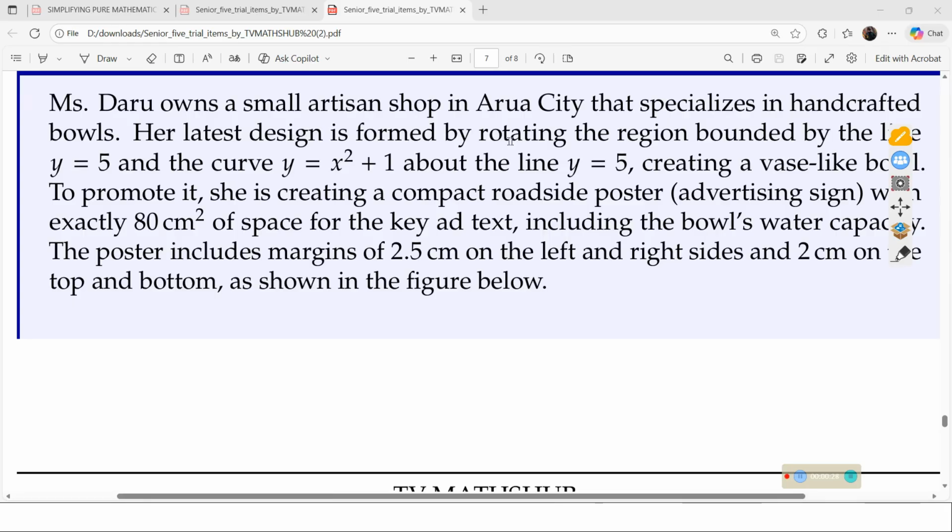Her latest design is formed by rotating the region bounded by the line y equaling 5 and the curve. So which means to obtain this bowl here, or the volume of this bowl, we shall be rotating the region bounded by the line y equaling 5 and this curve. Then we rotate it about the line y equaling 5. And from there we shall be able to obtain the volume of this region, which is obtained by rotating the region bounded by the line, this one, and this curve.